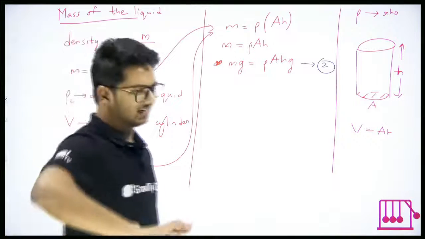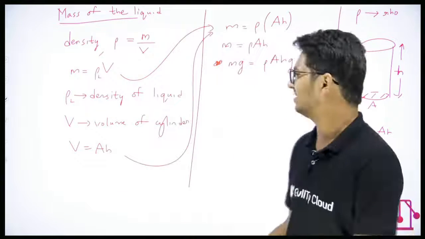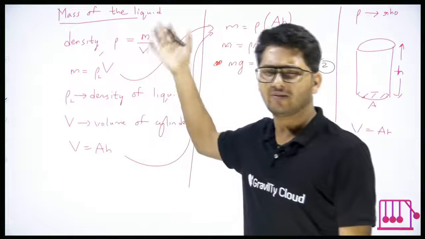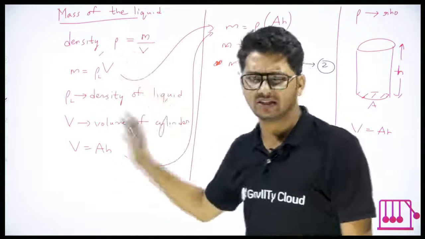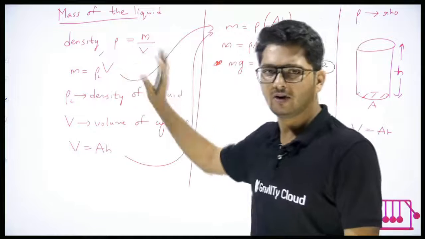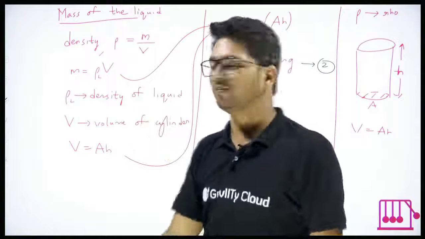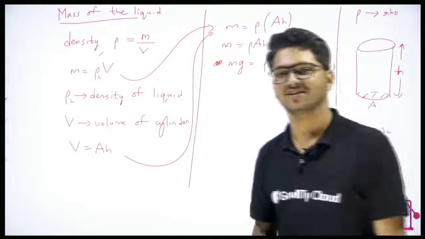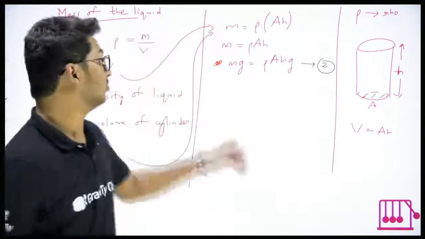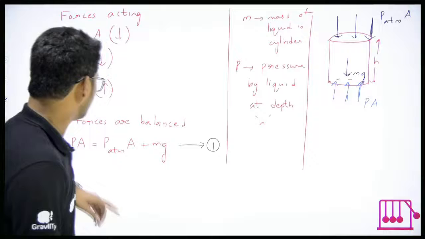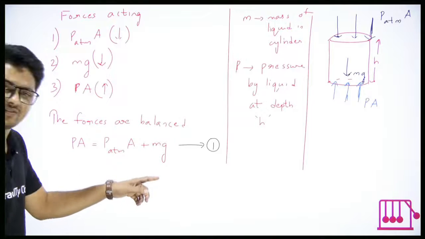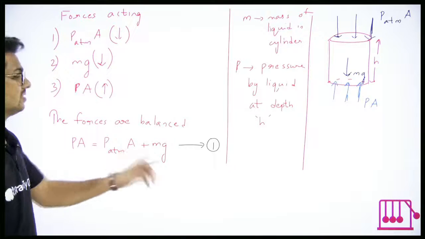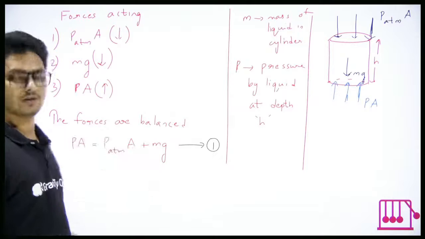Now, we haven't done anything much complicated. Very simple. Density is mass by volume. We got mass in terms of density. Right? Mass is equal to density into volume. Then we expressed volume in terms of area and height. And then we combined all of them. That's it. So what we will do is we'll use this mg in equation 1. In equation 1 we have mg. We will use that mg, the equation 2 here.